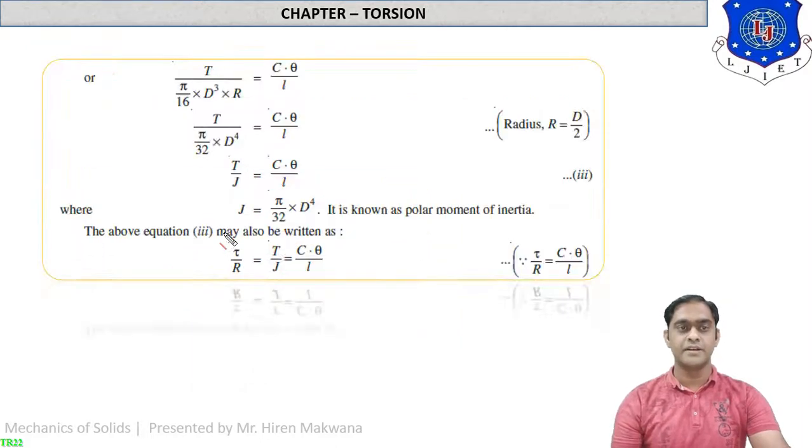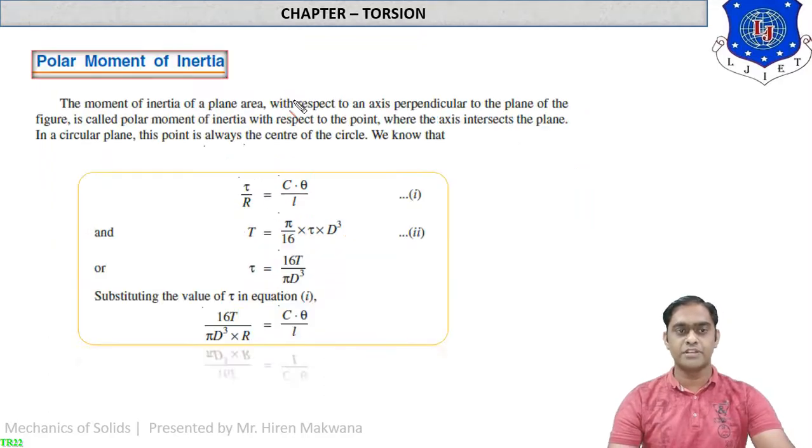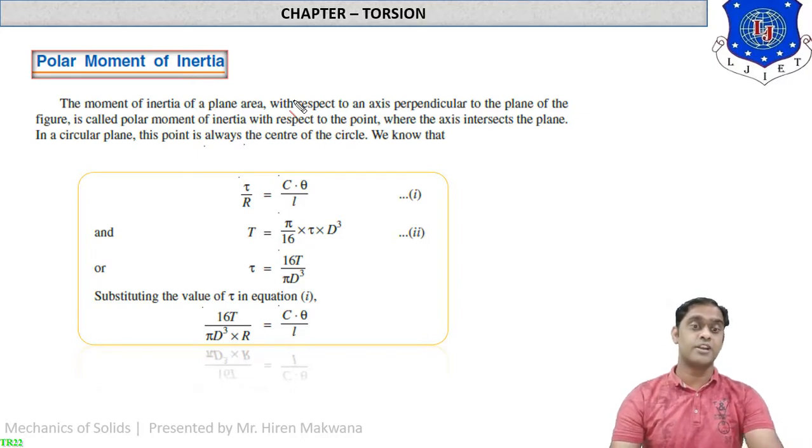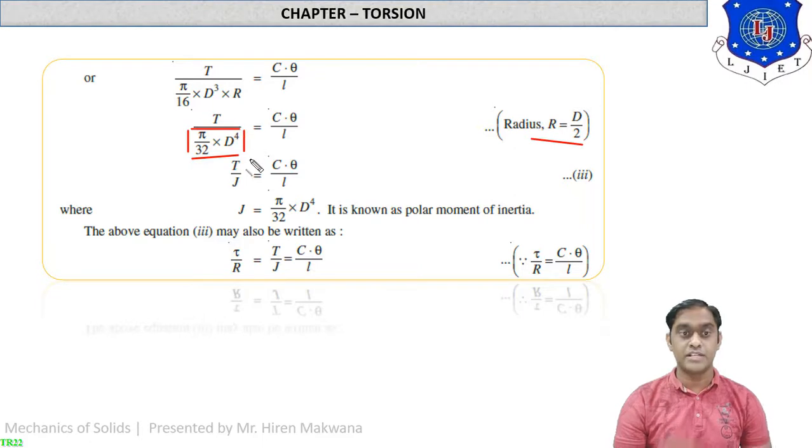Let us see what happens ahead. T by pi by 16 D cube R. Here the value is again replaced: pi by 16 D cube. From the previous formula, the 16 in the numerator will be transferred into the denominator, so it becomes pi by 16 D cube R equal to C theta by L as it is. Now radius R equal to D by 2, so replace R with D by 2. Then the simplification is pi by 32 D into D cube becomes D raised to 4. This term, pi by 32 D raised to 4, is known as J.